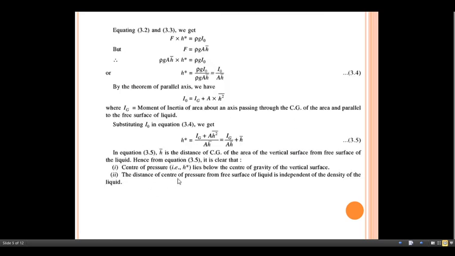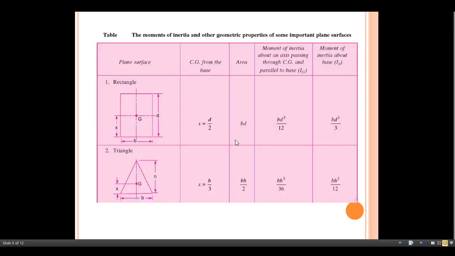Then the distance of the center of pressure from the free surface of the liquid is independent of the density of the liquid. If you look at this equation, the density term is not available. Okay, it is independent of the density of the liquid.